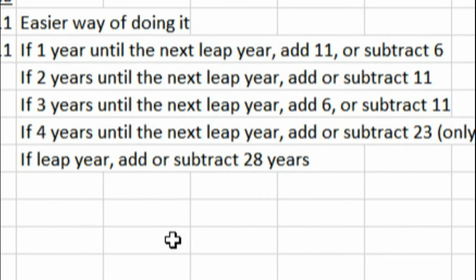If the year you're looking at is 1 year until the next leap year, you just add 11 years or subtract 6 years, and those will be your next and most previous same calendars. If it is 2 years until the next leap year, then you'll need to add or subtract 11 years for your next and your previous. If it is 3 years until your next leap year, you'll need to add 6 years, but subtract 11 years. So it's the reverse of 1 year until the next leap year.